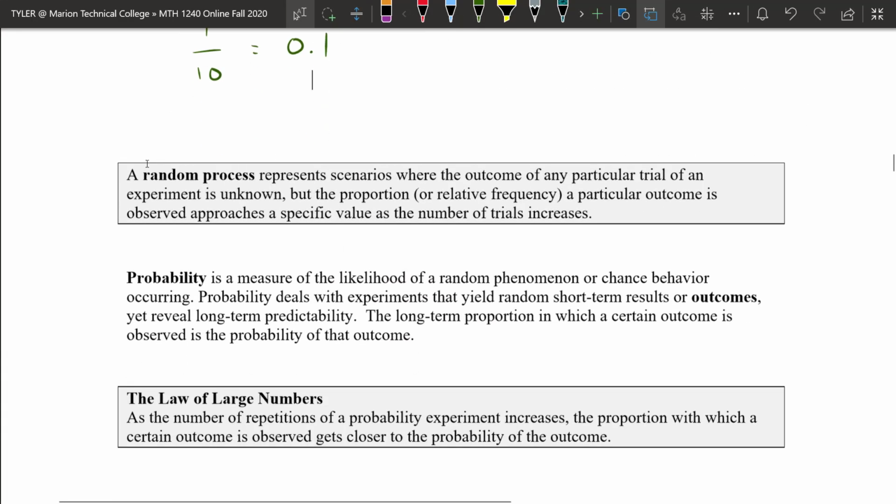So a random process represents scenarios where the outcome of any particular trial of an experiment is unknown, but the proportion or relative frequency, which we've talked about, with which a particular outcome is observed approaches a specific value as the number of trials increases. Probability is a measure of the likelihood of a random phenomenon or chance behavior occurring. Probability deals with experiments that yield random short-term results or outcomes, yet reveal long-term predictability. The long-term proportion in which a certain outcome is observed is the probability of that outcome.